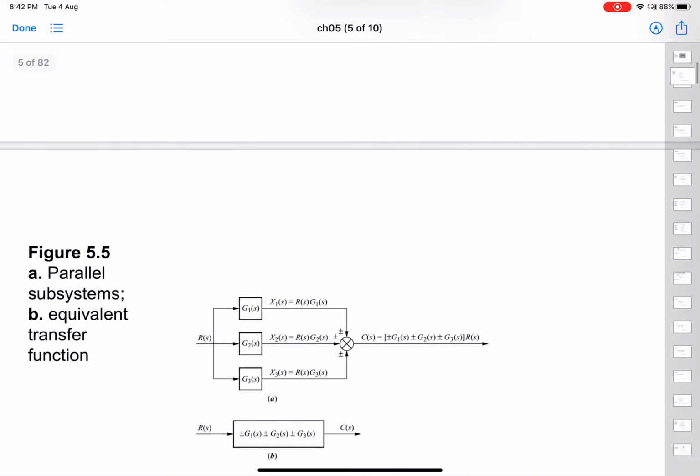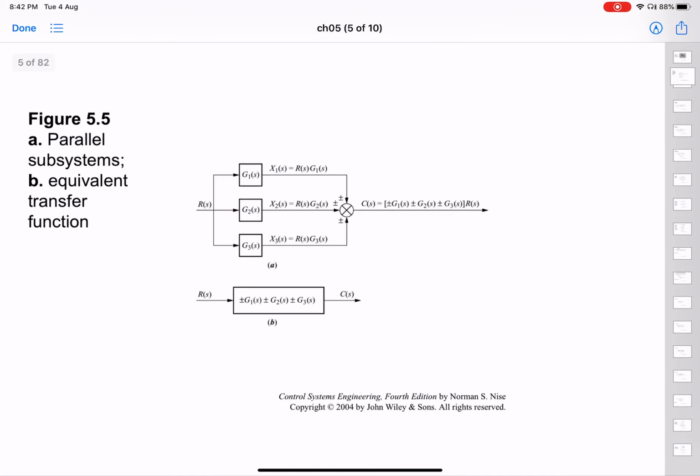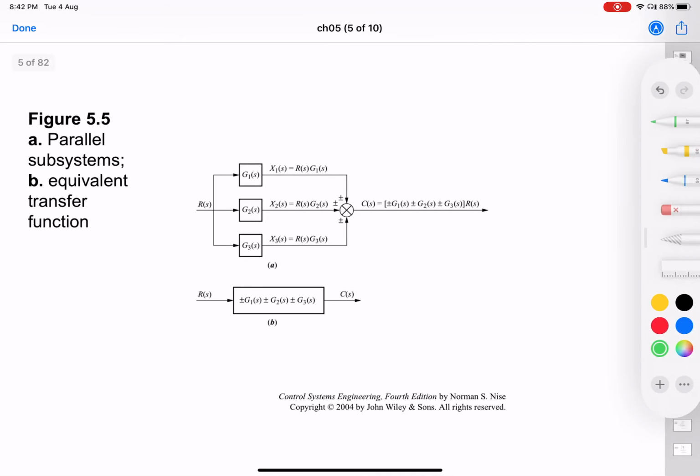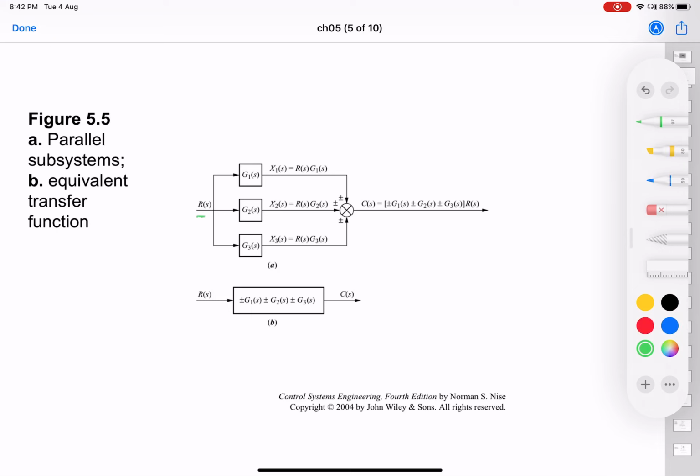Similarly, if you have systems in parallel, you add them, right? And again, it is very simple. If you have Rs, it is being fed to three systems, G1, G2, G3. You have this intermediate signal Rs into G1, this intermediate signal Rs into G2, and this intermediate signal Rs into G3, and you're adding them up because these three are in parallel. You get Cs is equal to G1 plus minus, depending upon what is the sign, G2 plus minus G3 into Rs. So it is actually Cs is this times Rs.